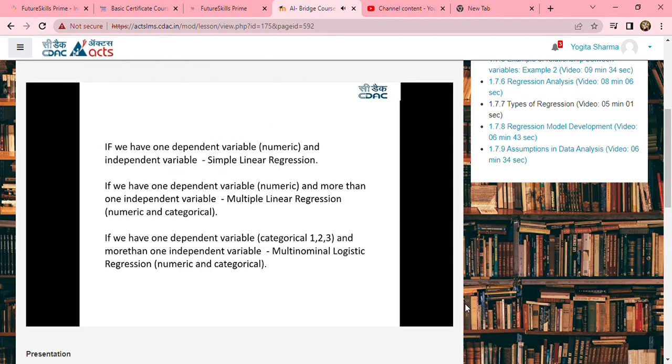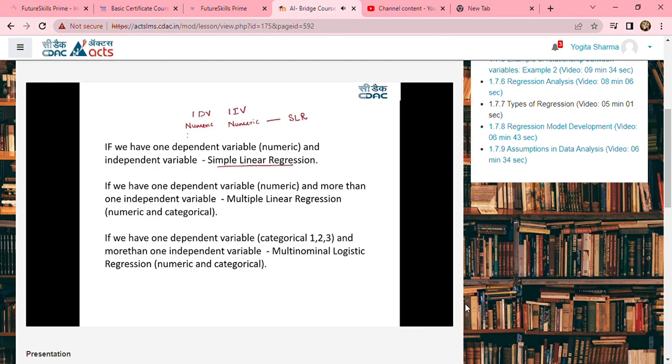Now, having an understanding of this, what do we exactly do? If we have one dependent variable, and the nature of the dependent variable is numeric, and exactly one independent variable which is also numeric in nature, then we call this a simple linear regression.